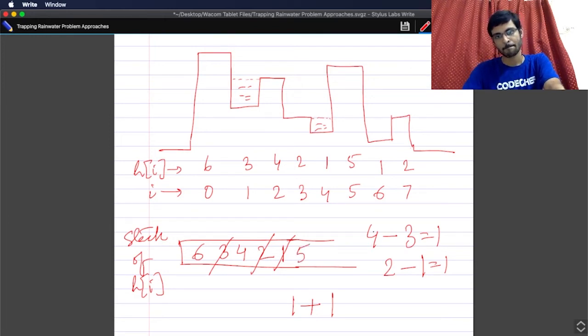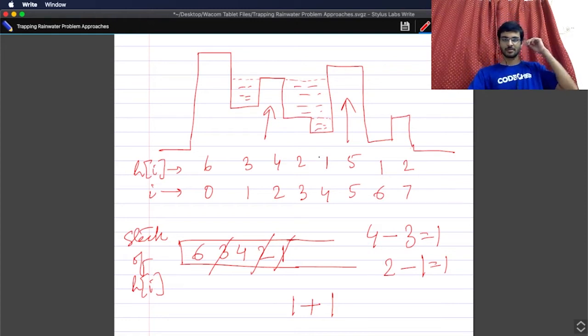I'm sorry. So while we'll be removing 2, we will say that okay, for 2, who is the previous element? This guy. And which is the next element which we are using? That 5. So between this, the entire part, please fill up with the minimum value minus hi. What is hi? This 2.